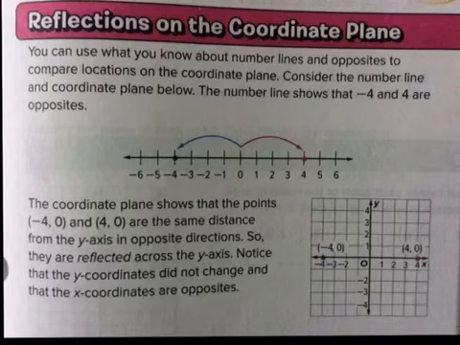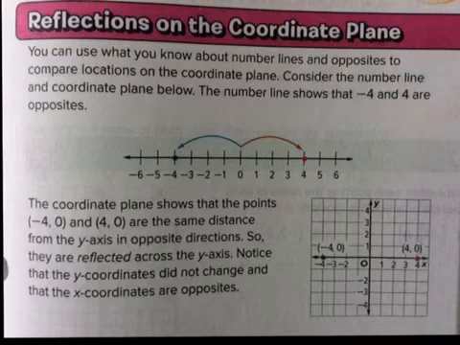We're also going to work with something called reflection. Making a reflection meaning a mirror, kind of like the same way that a mirror works. And here's a reflection on the coordinate plane. You can use what you know about number lines and opposites to compare locations on the coordinate plane. Consider the number line and coordinate plane below. The number line shows that negative 4 and 4 are opposites. These would be their reflections. So we have 4 on this side and negative 4 on this side.